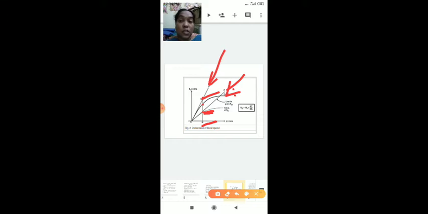Next point is critical speed. The speed for which the given shunt field resistance represents critical resistance is known as critical speed. It is represented with N suffix c, critical speed.